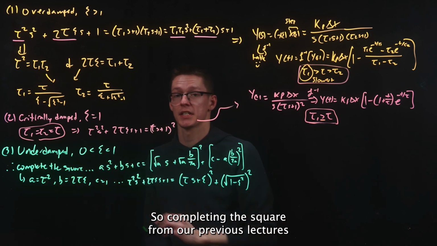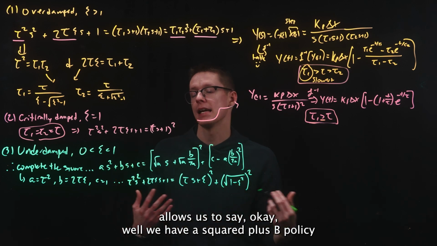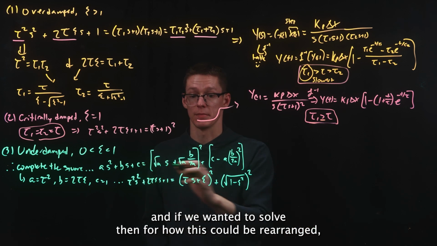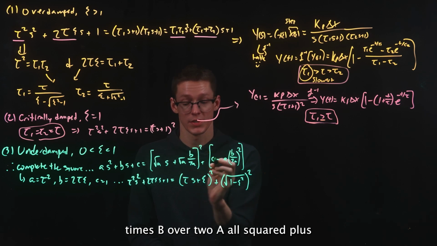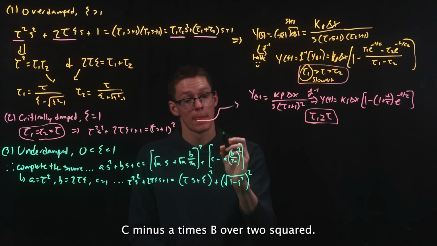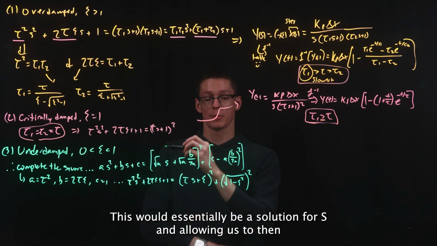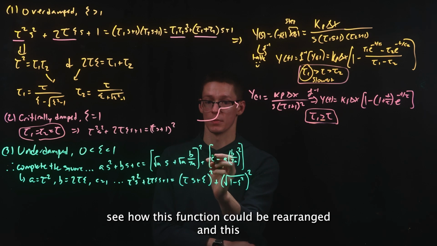So completing the square from our previous lectures allows us to say, okay, well, we have a s squared plus b s plus c. And if we wanted to solve then for how this could be rearranged, that would end up being the square root of a times s plus square root of a times b over 2a, all squared, plus c minus a times (b over 2a) squared. This would essentially allow us to then see how this function could be rearranged.